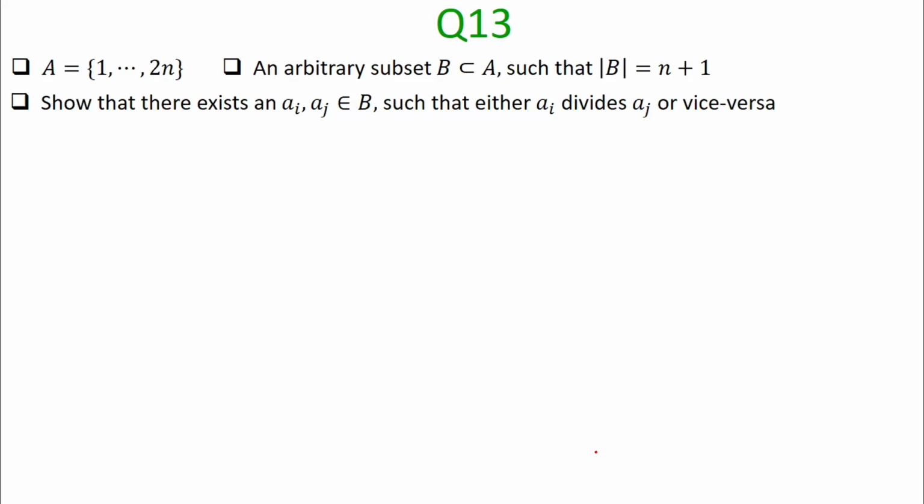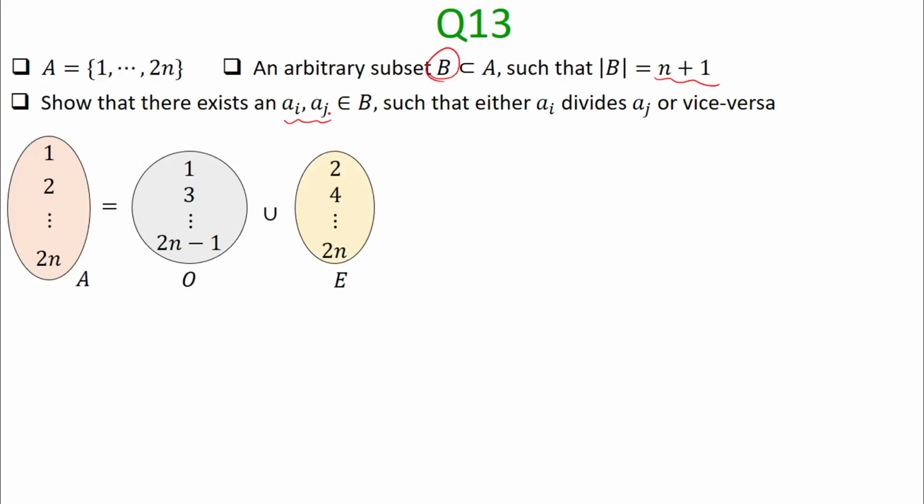In question 13, you are given the set A consisting of the numbers 1 to 2n, and we want to show that if I pick an arbitrary subset B consisting of n plus 1 elements from the set A, then irrespective of the subset, there always exists a pair of values such that one divides the other. Okay, and this is again a very interesting question.